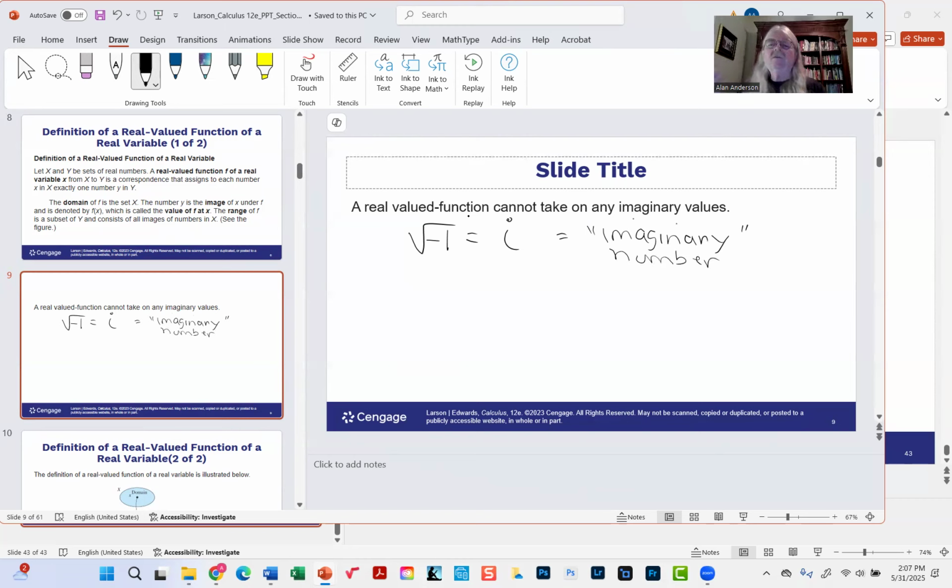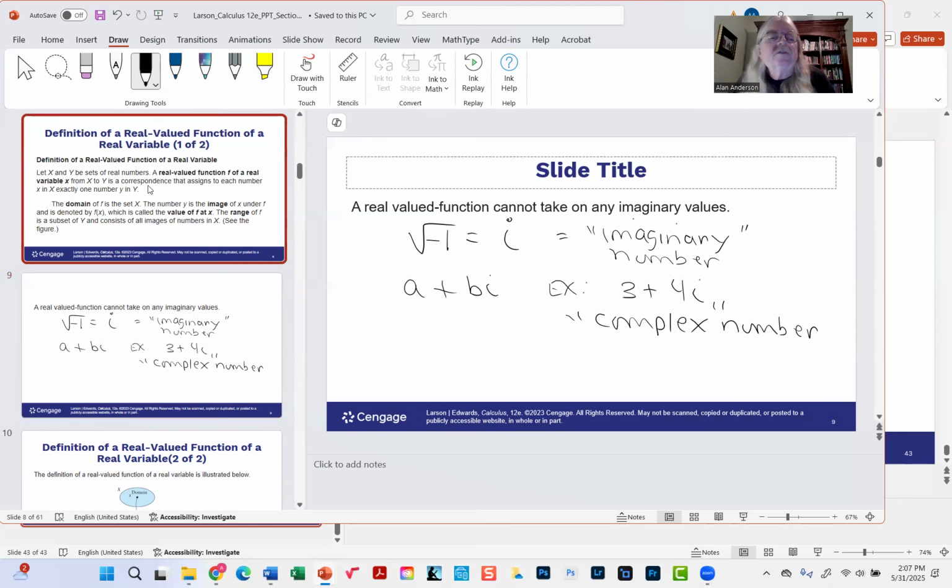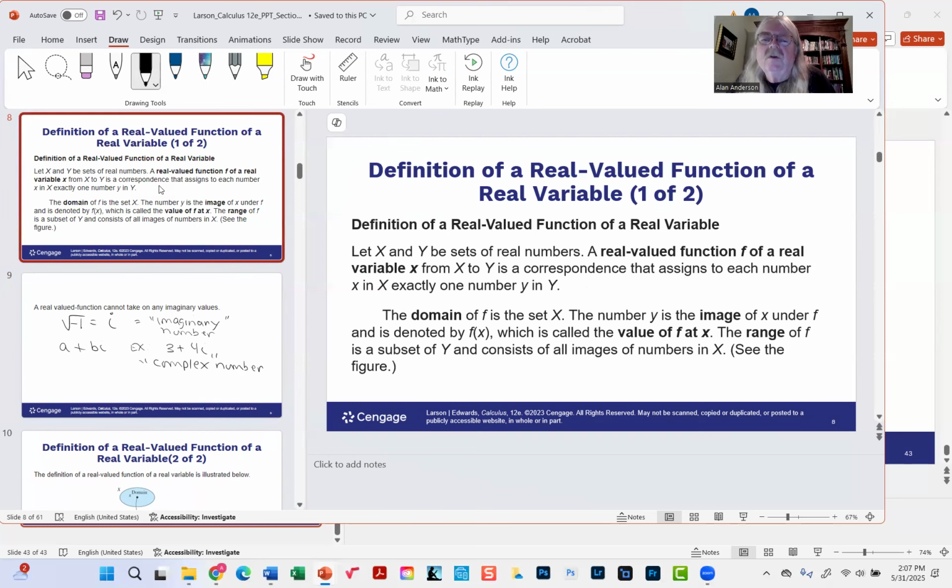Now, if we were to combine real and imaginary numbers, something like this, then it's usually known as a complex number. Okay, because that has a real and an imaginary component. But here we're restricting our attention, at least at the moment, to what are called real valued functions, which means that the domain and the range can only be real numbers.